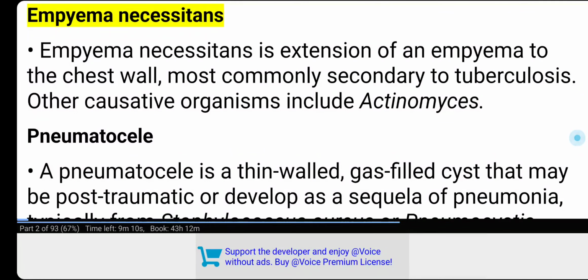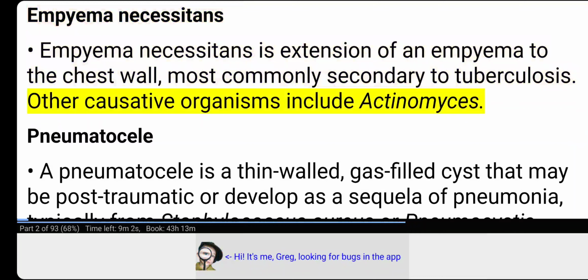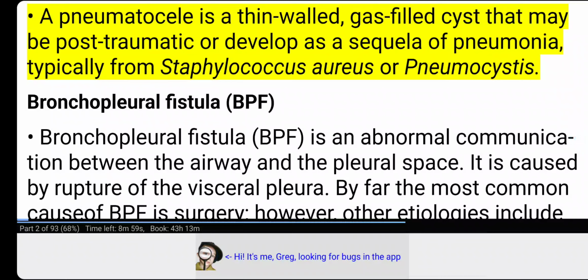Empyema necessitans. Empyema necessitans is extension of an empyema to the chest wall, most commonly secondary to tuberculosis. Other causative organisms include actinomyces. Pneumatocele. A pneumatocele is a thin-walled, gas-filled cyst that may be post-traumatic or develop as a sequela of pneumonia, typically from Staphylococcus aureus or pneumocystis.